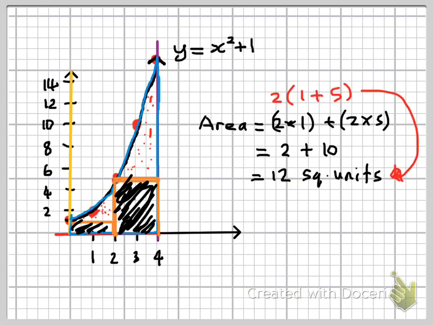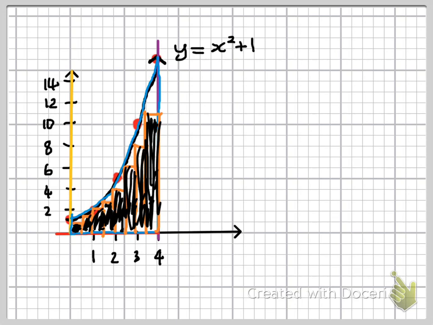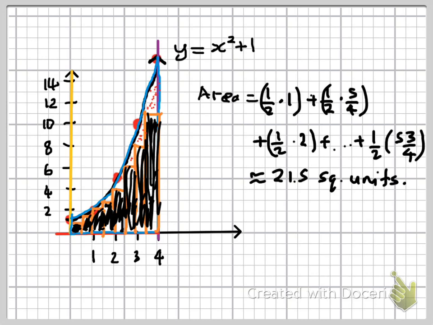A better technique might be to use more rectangles, smaller ones like this. So instead of using two rectangles, let's say we used 8 rectangles, for example. Those 8 rectangles will cover even more area under the curve. But not everything, right? There's still some space in there. So if we find the area of each of these rectangles and add them together, we will get 21.5 square units. Now you can see that's more than the 12 square units we got before, because we have done a better job here, even though we're still leaving some area uncovered.